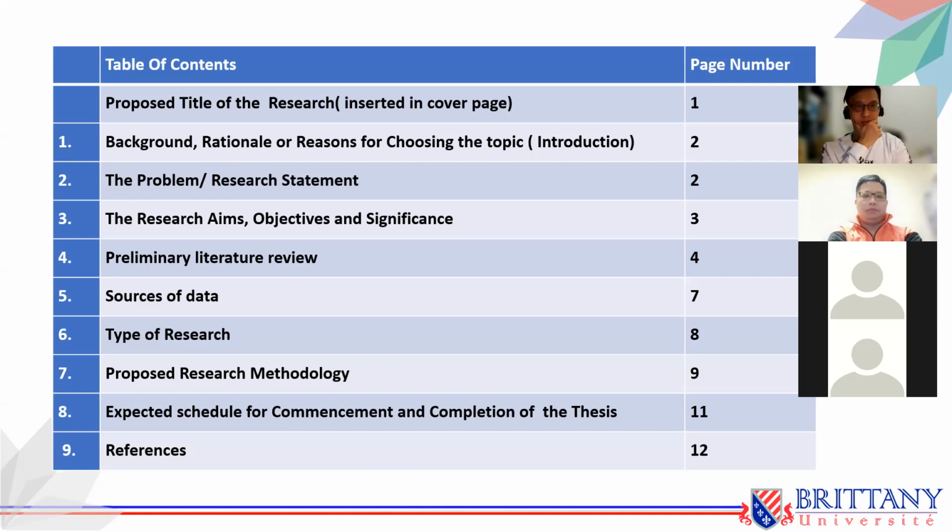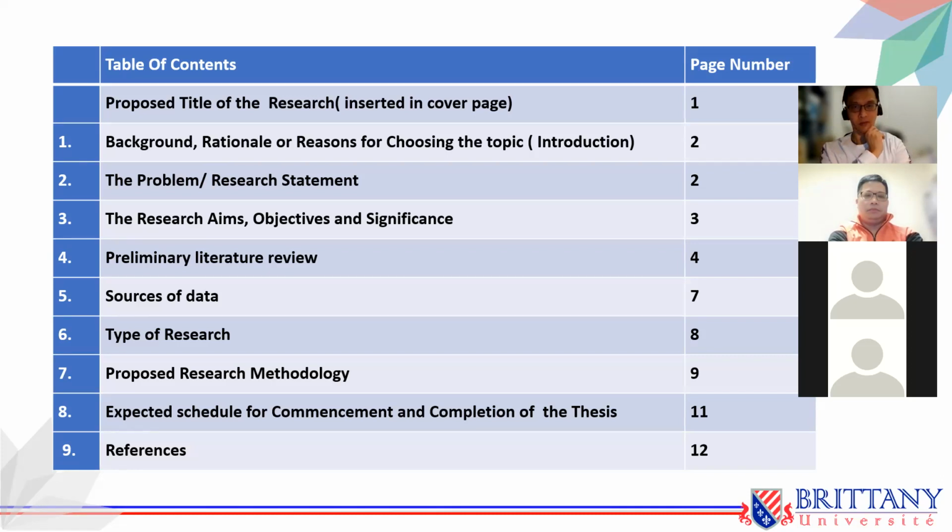And the literature review is preliminary. Who would be your population? That is the sources of data, how you are going to do your collection of data, and what method you are going to follow. That means the type of research. So these are the key points.